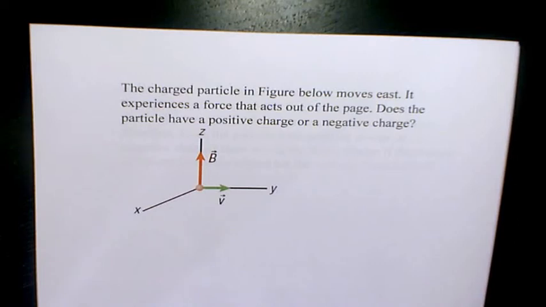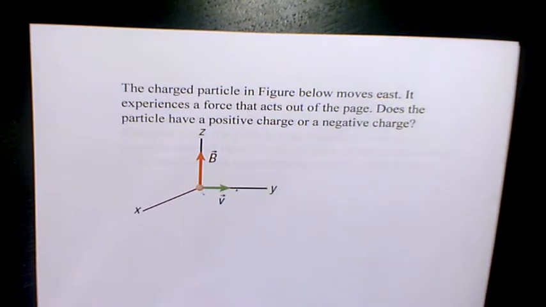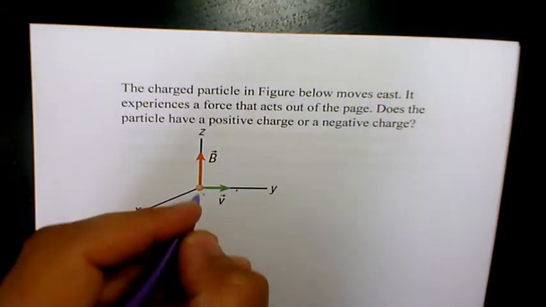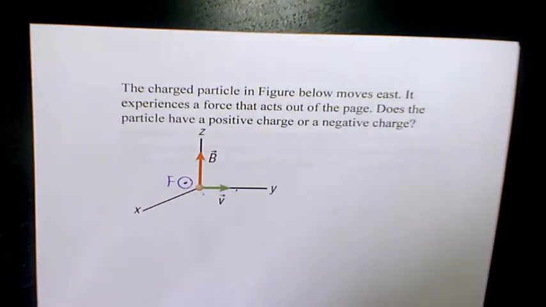The charged particle in the figure below moves east, as you see here. It experiences a force that acts out of the page. Does the particle have a positive charge or a negative charge? So the force is out of the page, so it is going to be like that. So we need to use the right hand rule.